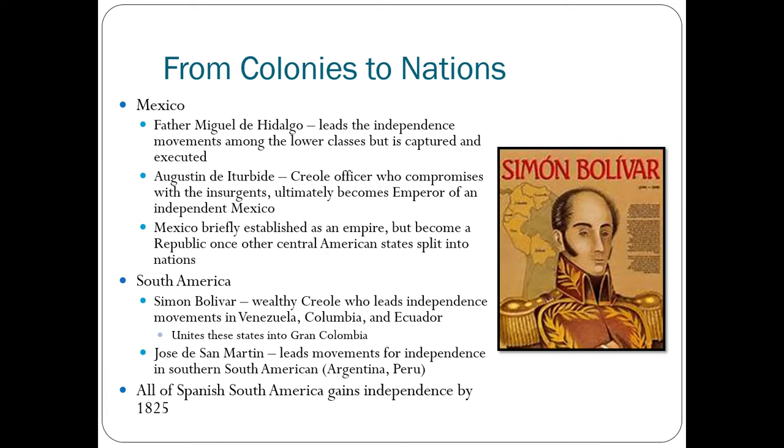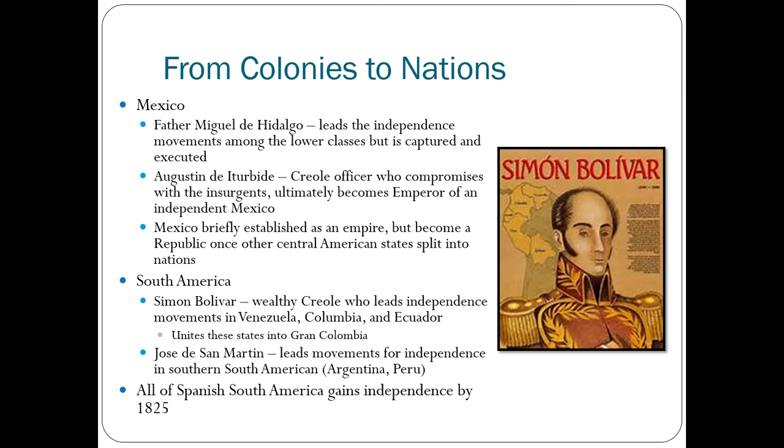He is a Creole officer. He will compromise with the insurgents and ultimately will become emperor of an independent Mexico. And Mexico will be briefly established as an empire, spanning from what is today Northern California all the way through Central America. After the Central American states like Guatemala and El Salvador split into separate nations, the empire will split up and become a republic after that point.